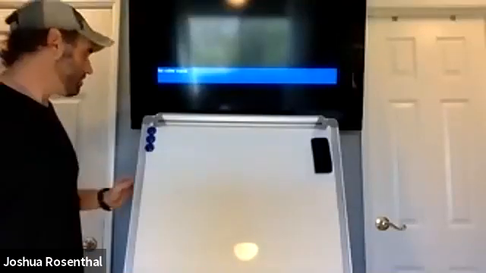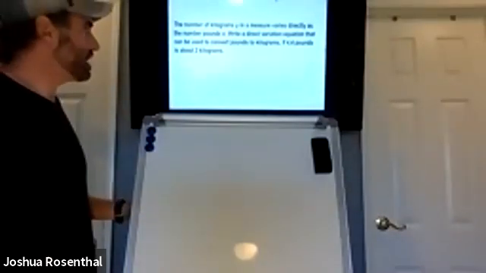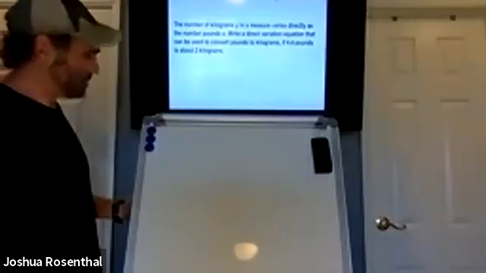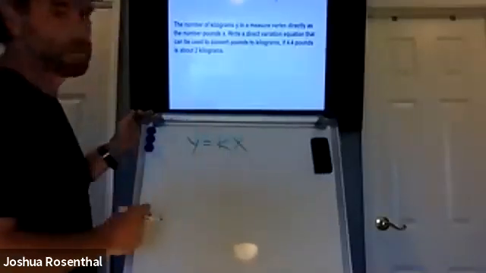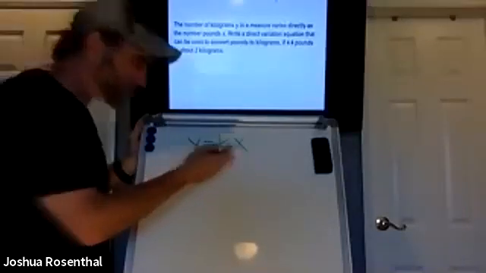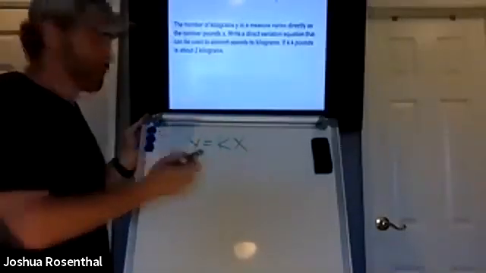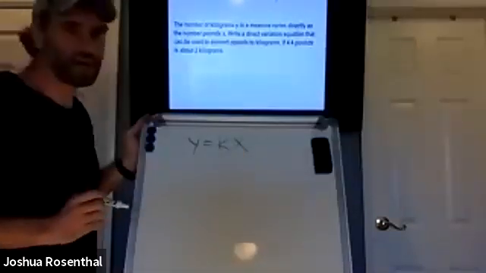Pull that back up. The number of kilograms Y in a measure varies directly as the number of pounds X. Okay? So Y equals KX. If something varies directly, then there's some scale factor that gets multiplied to X to get Y. It could be 1. If K is 1, then Y equals X, yes.